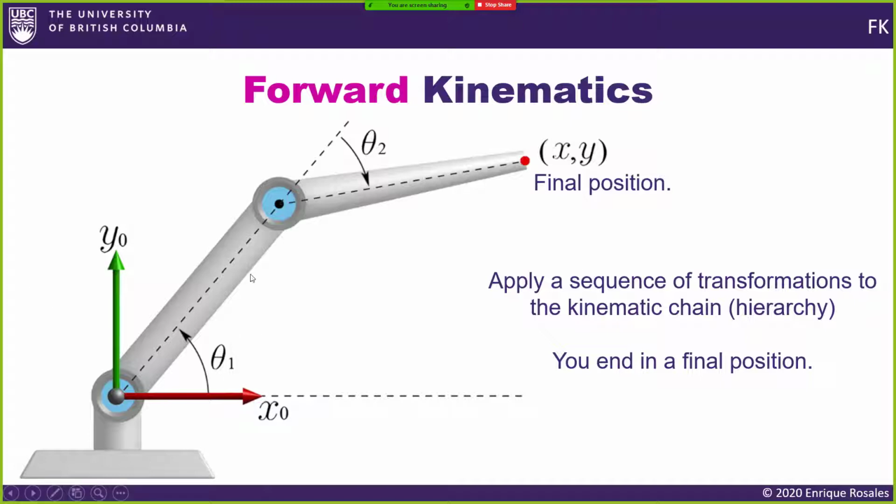So imagine you have something like this, right? We have two links. This could also be similar to a robotic arm, right? And this is a kinematic chain, and it has two links. Usually each piece of your chain is called a link, okay? And basically it's a hierarchy, right? So forward kinematics, again, is just applying a sequence of transformations to the kinematic chain, and at the end, you end up in a final position.